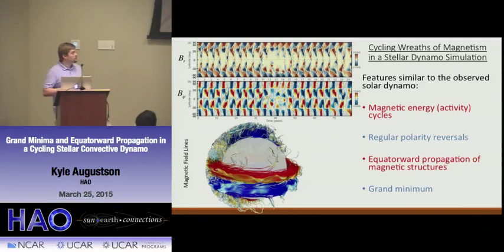One of those is this regular magnetic energy cycle, or you could maybe consider that something like an activity cycle, regular polarity reversals, equatorward propagation of magnetic features like this, and it also has a period of disrupted cycles and reduced magnetic energy that we're calling a grand minimum.